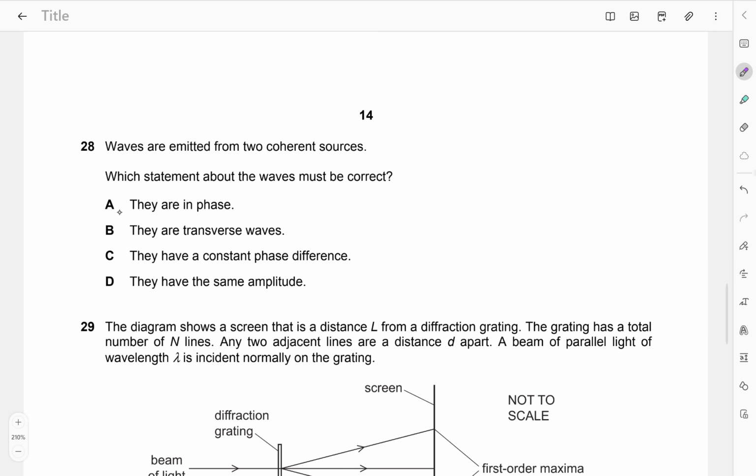Waves are emitted from 2 coherent sources. Which statement about the waves must be correct? Remember, the word coherence means maintaining a constant phase difference. So if they are coherent sources, they must be maintaining a constant phase difference. They are in phase, they are transverse, they have a constant phase difference. So the answer is C.